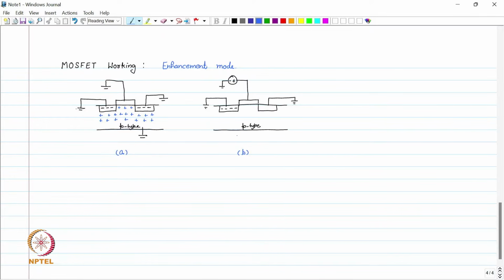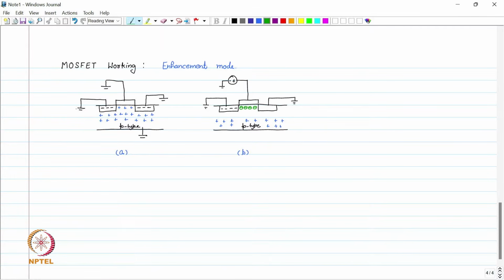So we have positive holes all over the body, but below the gate oxide we will have negative charges which have accumulated because of the positive voltage applied at the gate. So these negatively charged carriers are free to move because they can move in any direction.